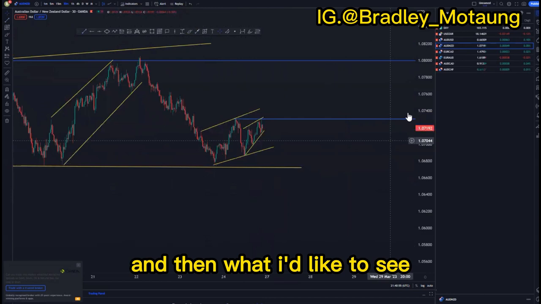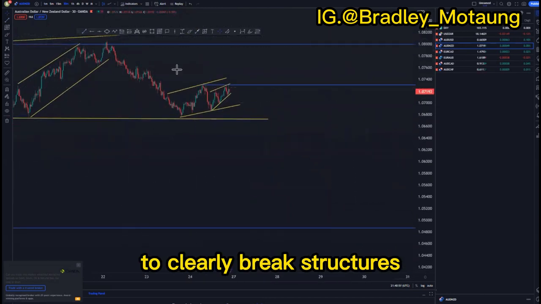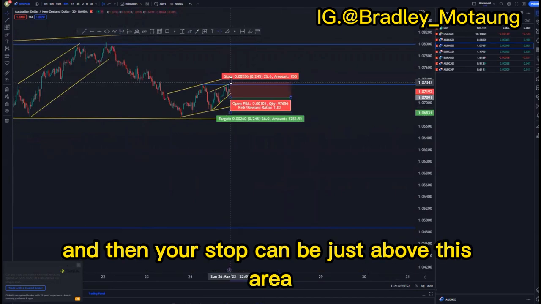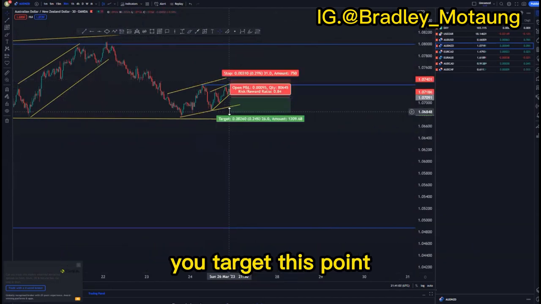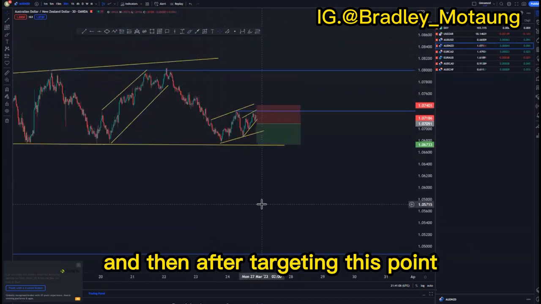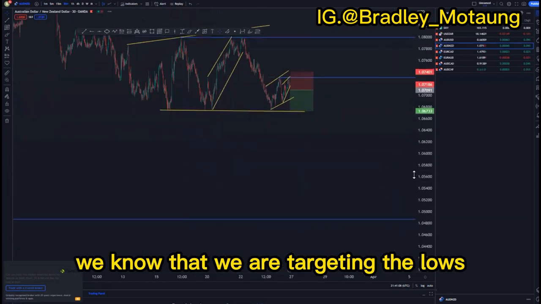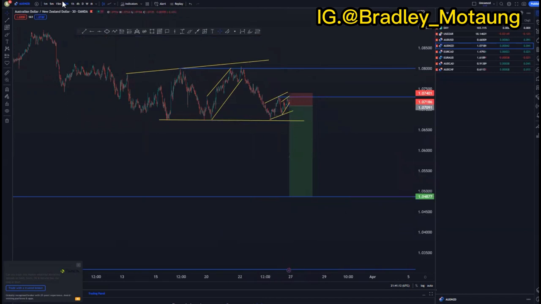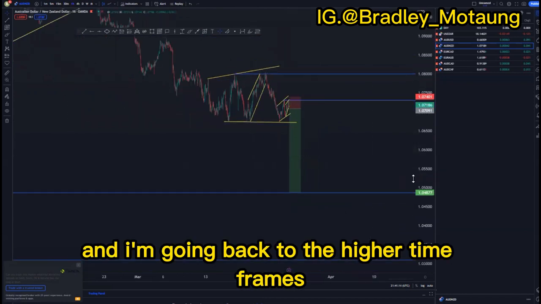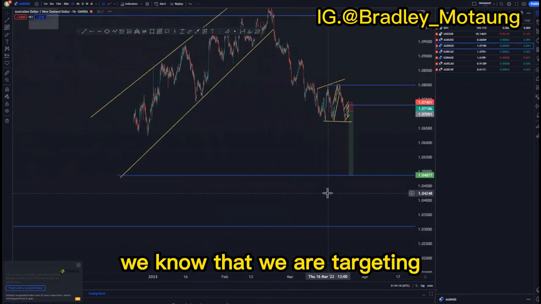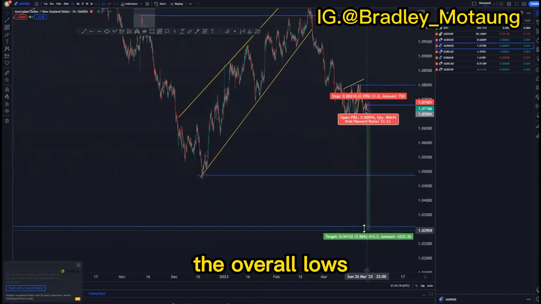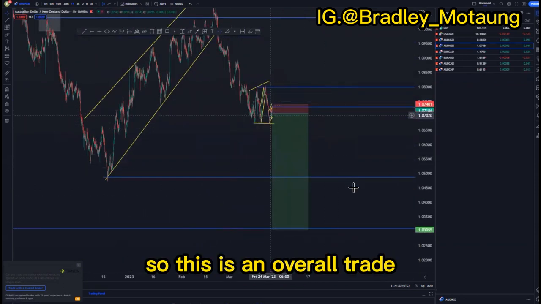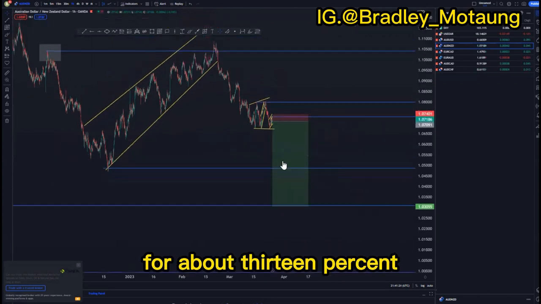And then what I'd like to see is for the market to clearly break structures, so you can place your sell just below, and then your stop can be just above this area. You target this point, and after targeting this point, we know that we are targeting the lows, which is around this point for about 5%. Then going back to the higher time frames, we know that we are targeting the overall lows, which will give us a new trade setup to the upside. So there's an overall trade for about 13%.